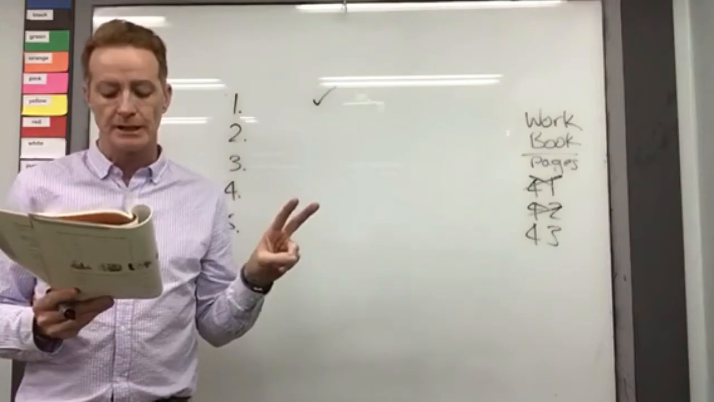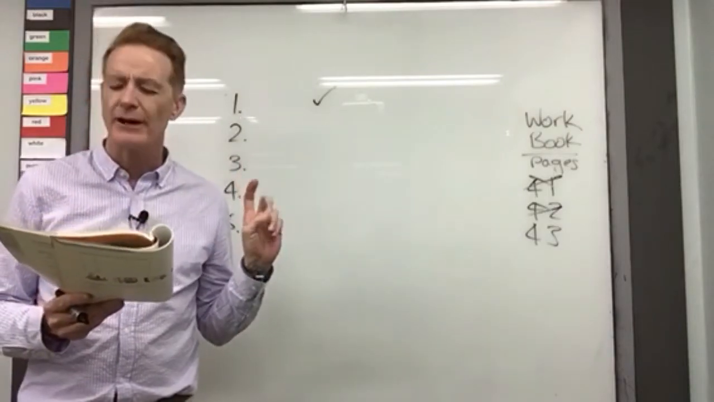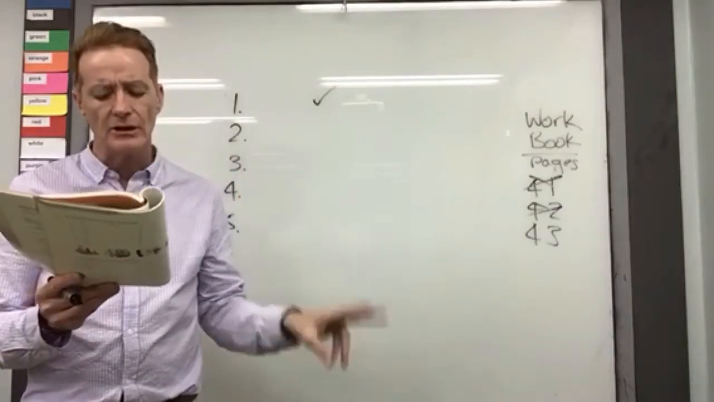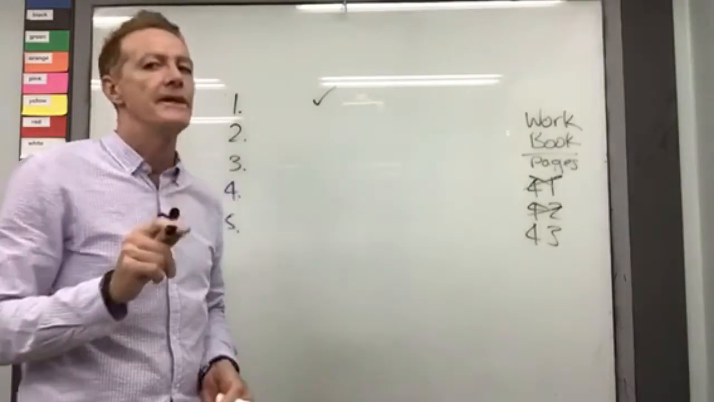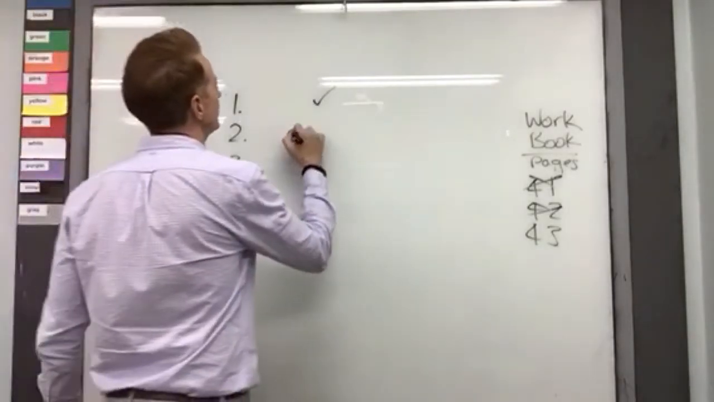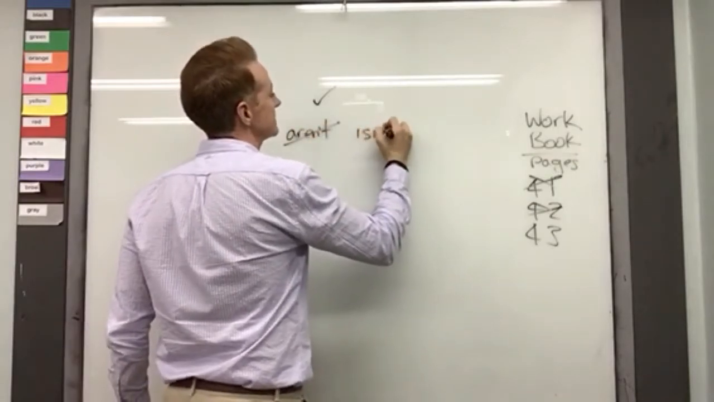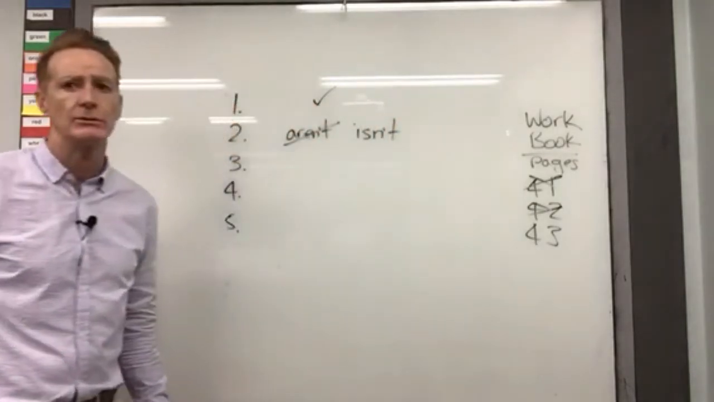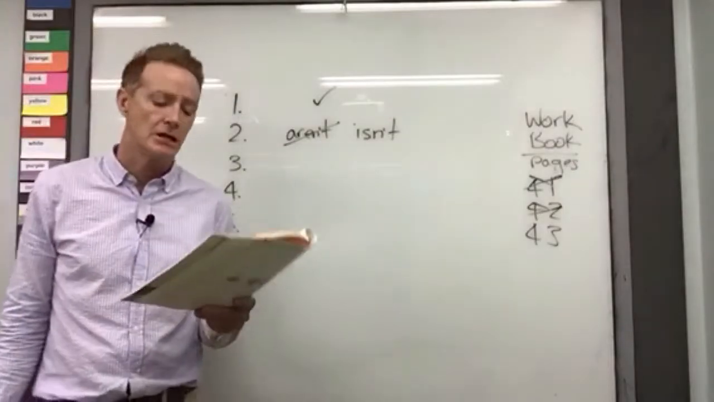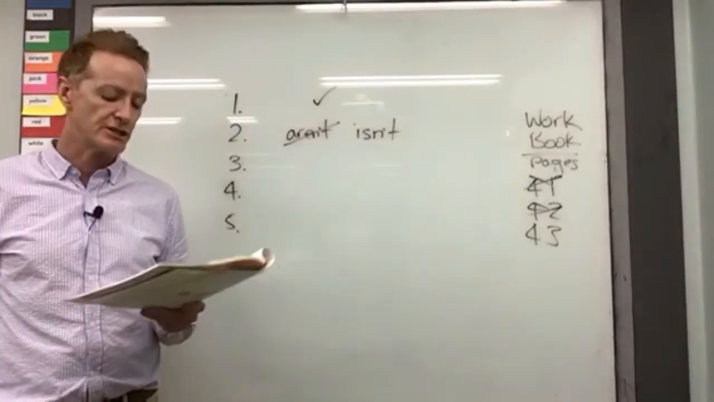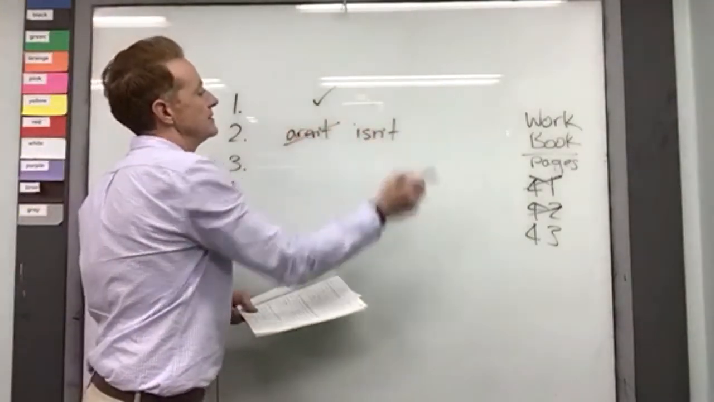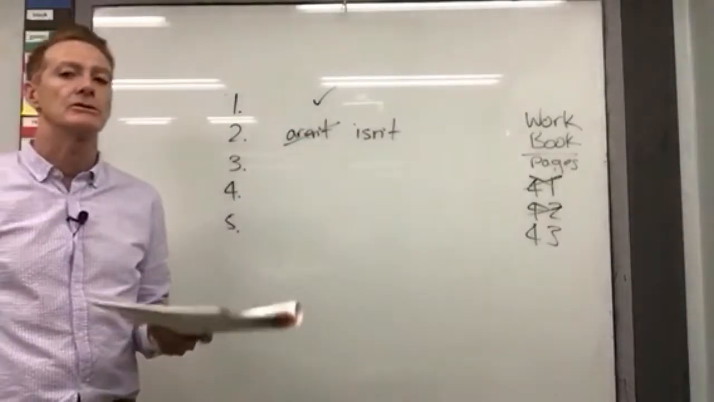Number 2, there aren't any milk on the table. There aren't any milk on the table? No. Aren't is wrong. There isn't any milk on the table. So just cross out aren't and just write isn't.